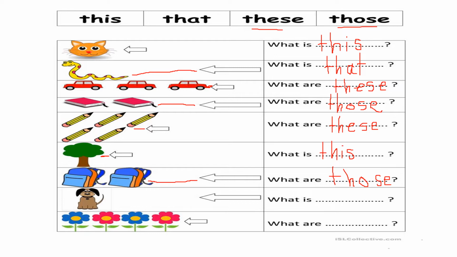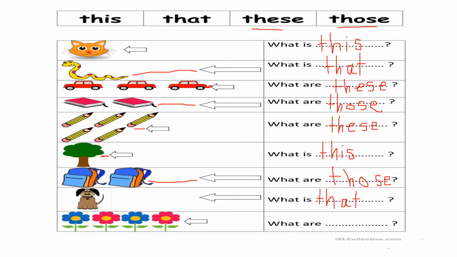Look at the dog. We have only one dog and it's far away. So what is? Why do we say is? Because we have only one. Now how is it? Is it far away or close? Yes, it's far away. So what is that? Very good.